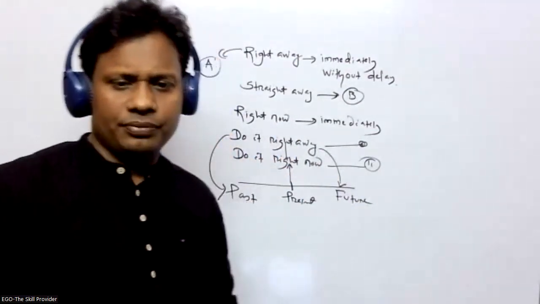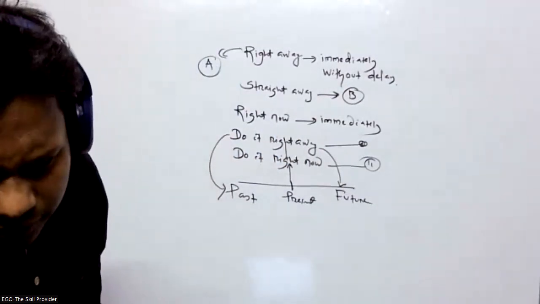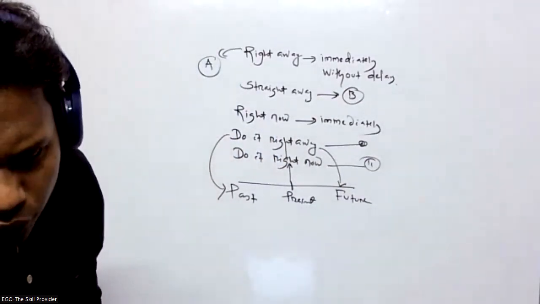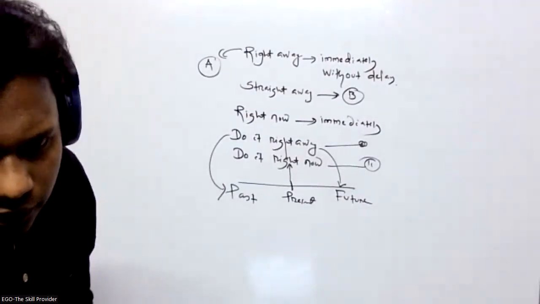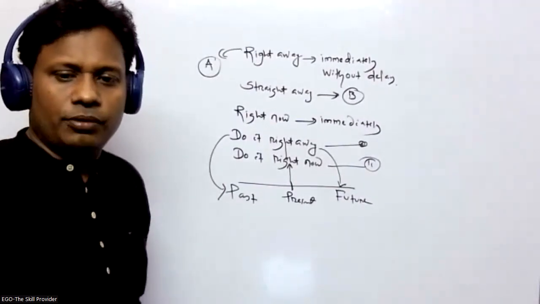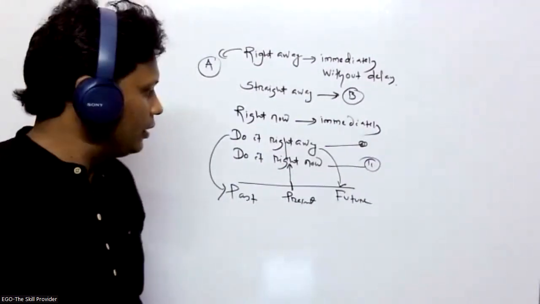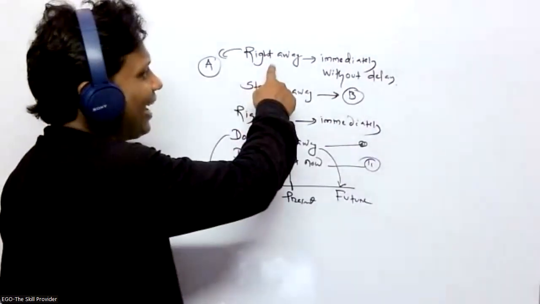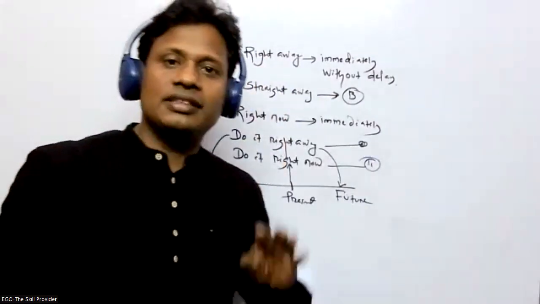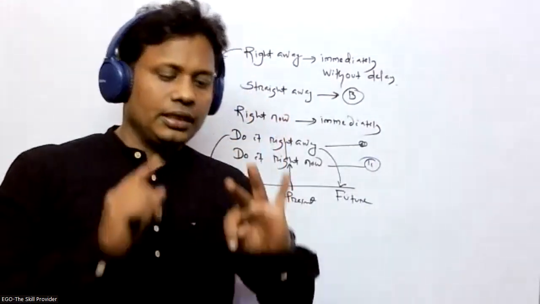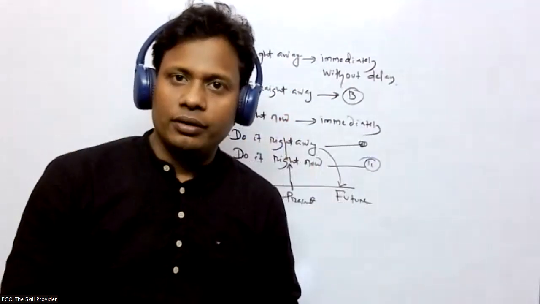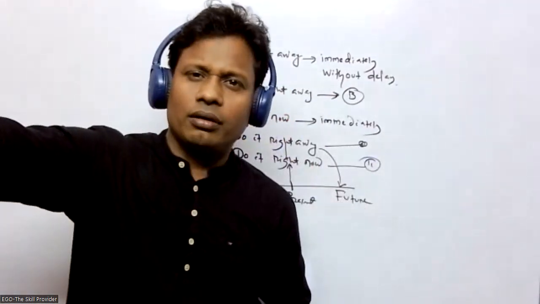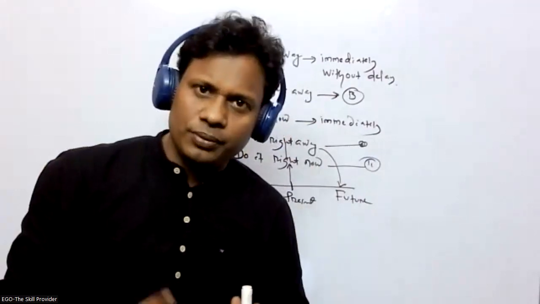What I want to say is, right away can be used in 3 different forms. It can be used in the present: Hey, ask me right away. Get out from here right away. Like that, we use it in the present.